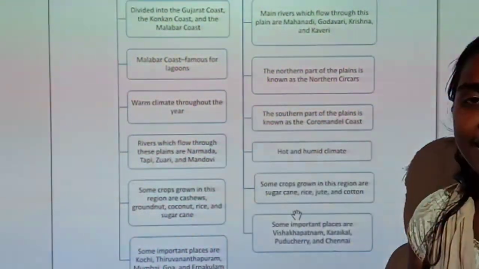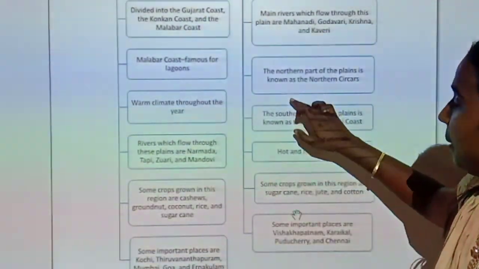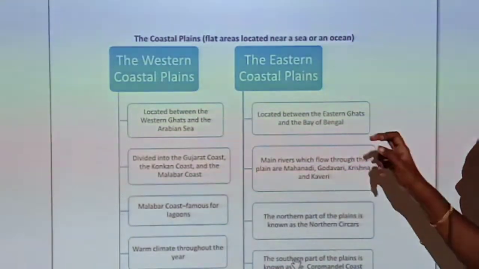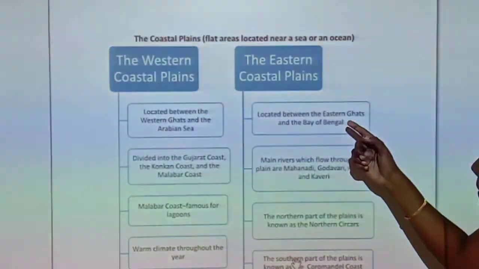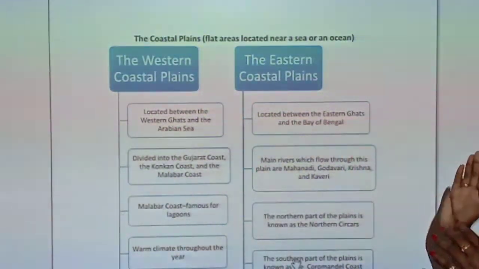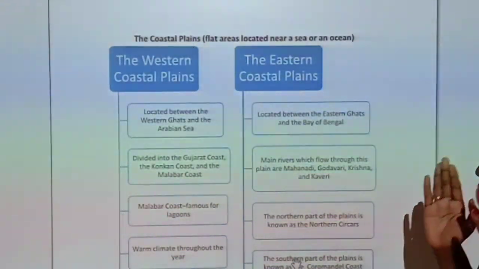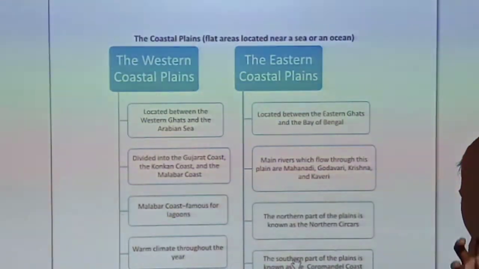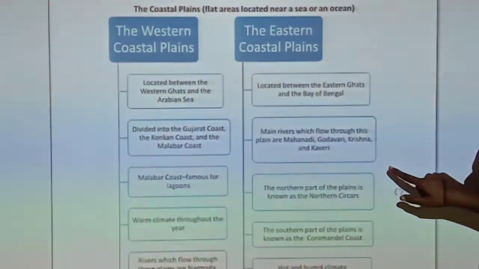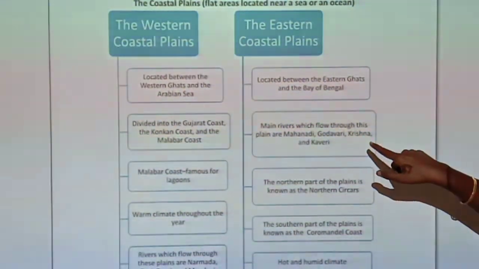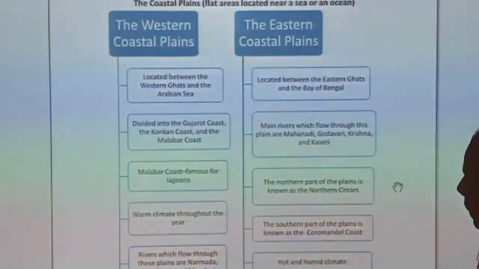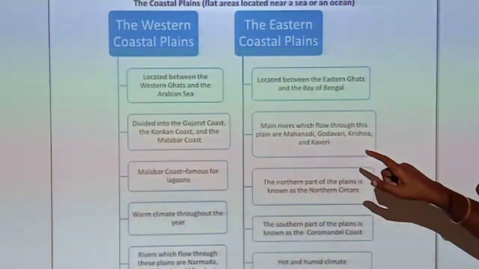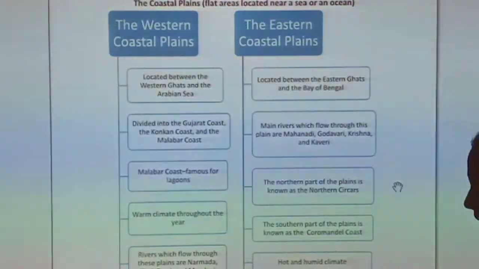So these are the things we have learnt about the Western coastal plains, right? Yes, now let us recall the Eastern coastal plains. Where are they located? They are located between the Eastern Ghats and the Bay of Bengal. And what are the rivers that flow through this region? Mahanadi, Godavari, Krishna and Kaveri.